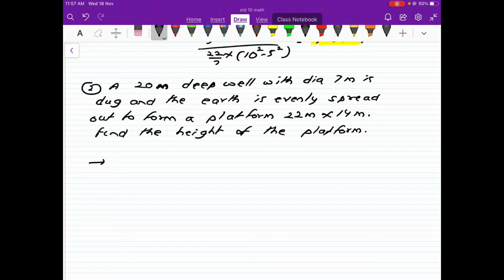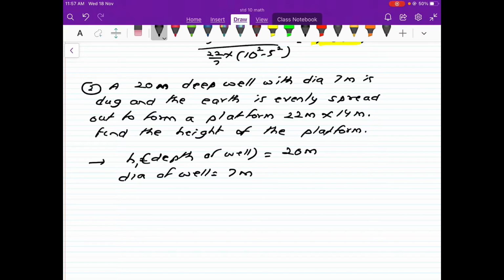So we will first write down the data. What is the height of the well, or the depth? The depth of the well I will write as h1. It is given to us as 20 meters. What is the diameter of the well? It is 7 meters. So what will be the radius? R1 is 3.5 meters.